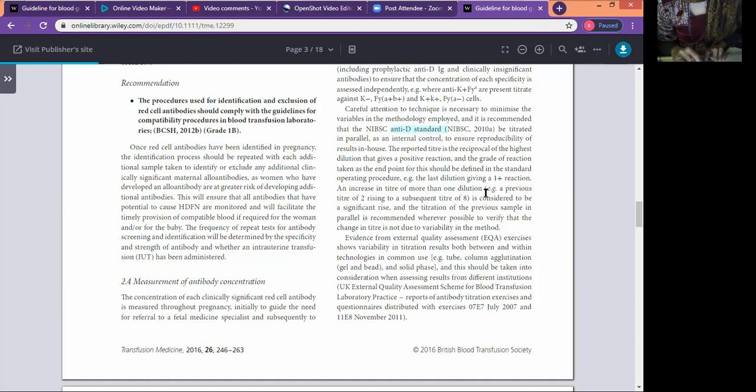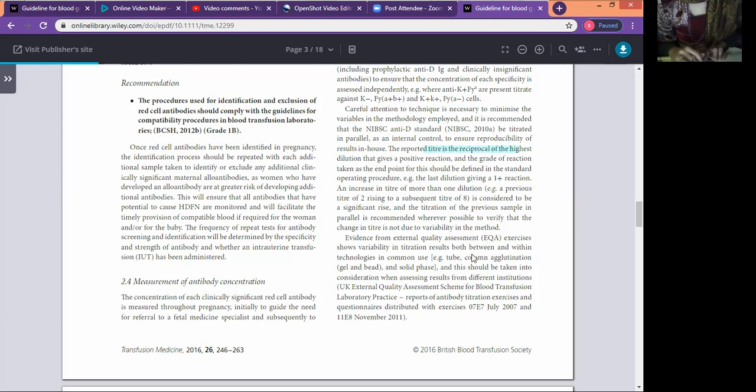Whenever we get the highest dilution which gives a 1+ reaction, it is just taken as the endpoint, and then the result is reported as the reciprocal of this highest dilution. And so if we have a dilution of 1 in 32 showing a positive reaction of 1+, the result will be reported as a titer of 32.